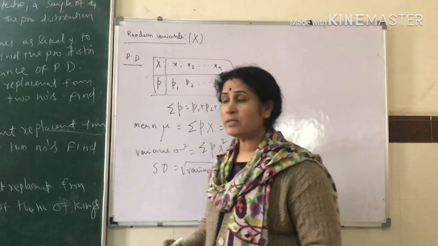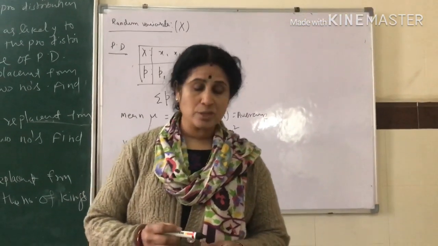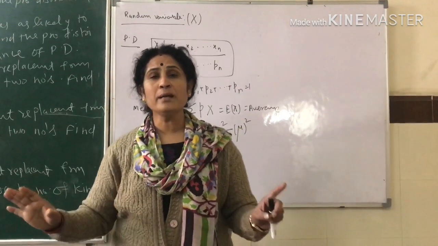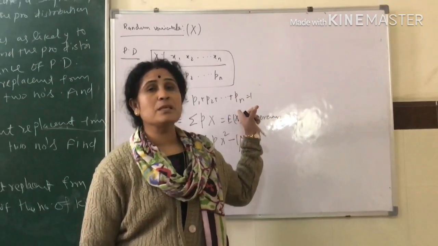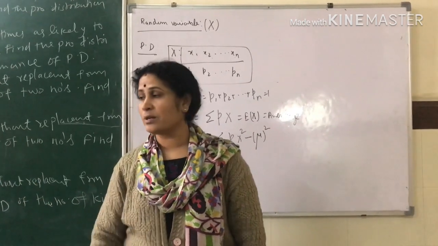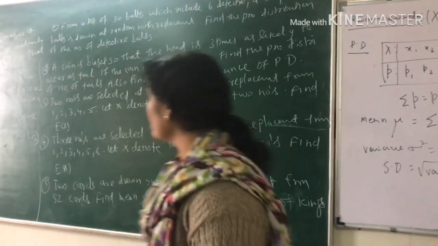Now what is a probability distribution? What is a random variable? What is the mean of a probability distribution? What is the standard deviation of a probability distribution? That I explained to you. Now let me take some examples. Be clear: if you can remember the basic concept and basic format, then only it is possible to solve the question. Now let me take some questions on probability distribution.